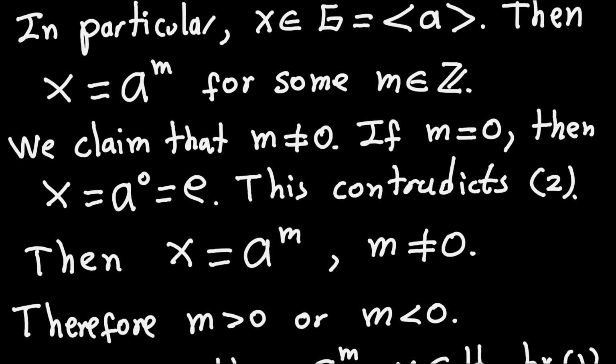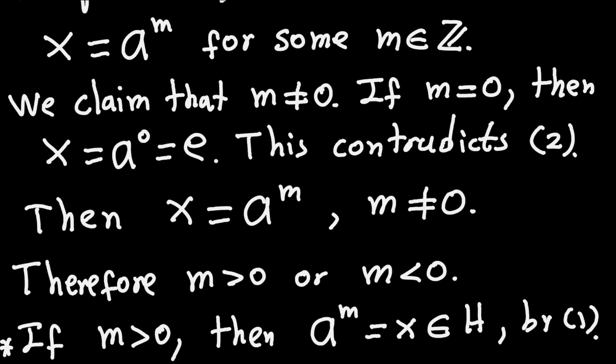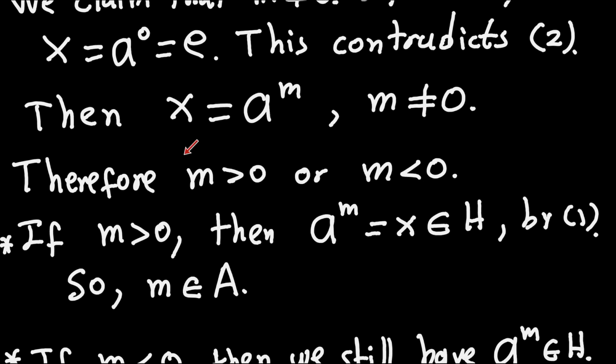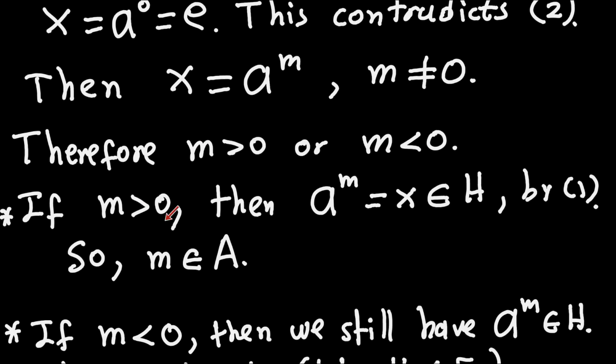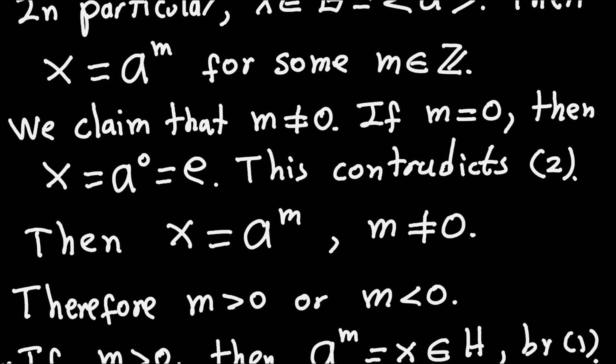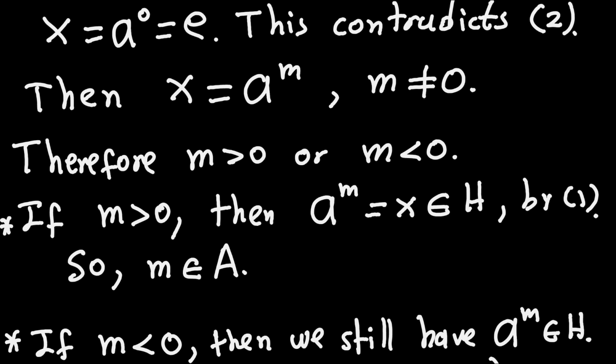If the exponent M here is not equal to 0, it means that it's either positive or negative. So then we have that M is bigger than 0 or less than 0. So what happens if the exponent is positive? If the exponent is positive, then we have that A to the M is X. Just read this statement backwards. A to the M is X, and X is in H.